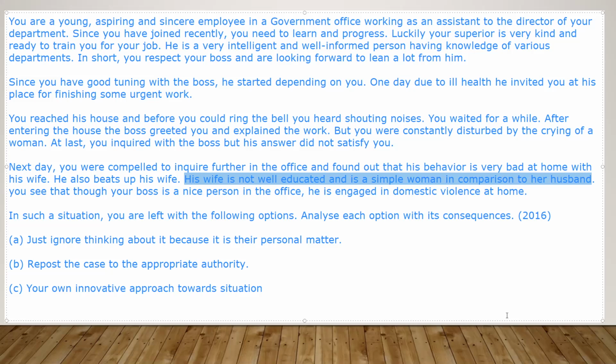Option number 1, making a like-minded people group. The consequence of that option is that you will get to know that, yes, others are with you, then you can contact the higher authorities, then you can put pressure, or anything else you guys can do.